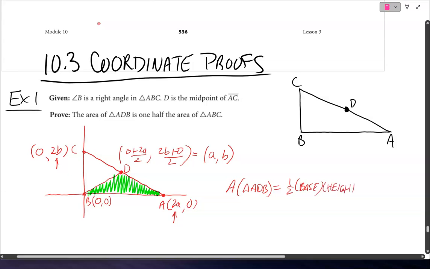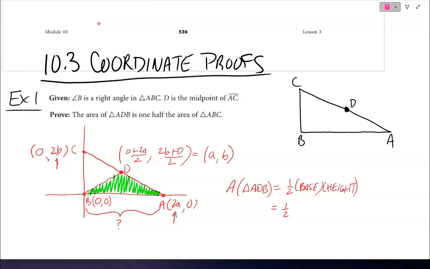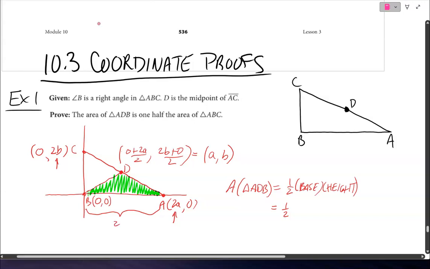Now, looking at our coordinate drawing, what is the base of triangle ADB? How long is this? That's our base. Can you look at the coordinates and tell me how long that is? What should we be looking at, the x's or the y's, to get a horizontal distance? Okay, Caitlin? The x's. So if we go from 0 to 2a, how far have we gone? 2a. So our base is 2a.